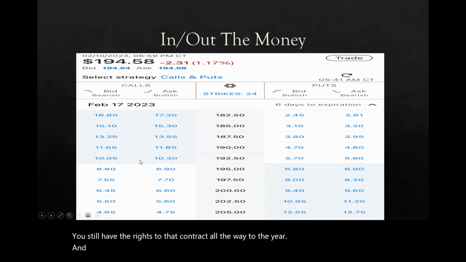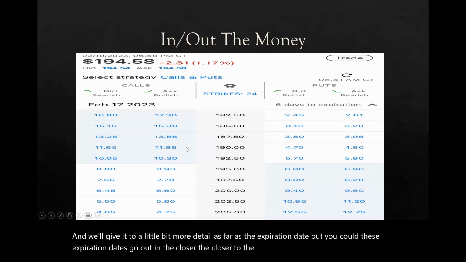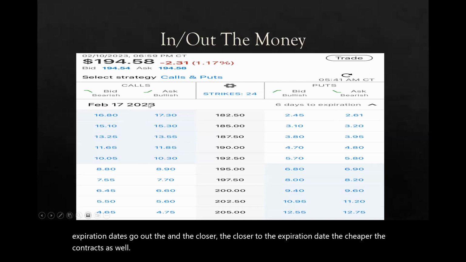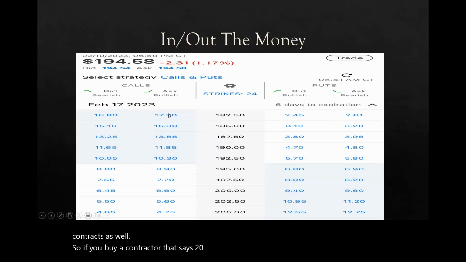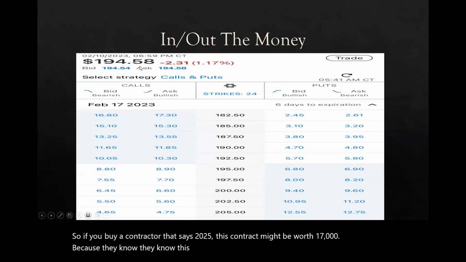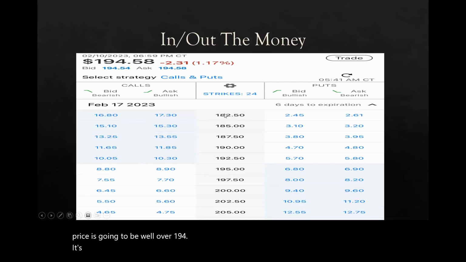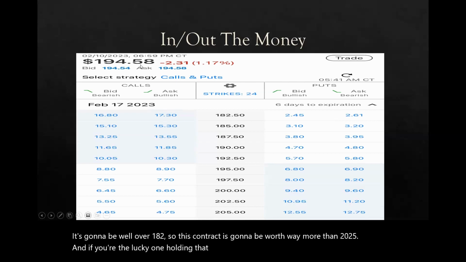And we'll get into a little bit more detail as far as the expiration date. But these expiration dates go out, and the closer to the expiration date, the cheaper the contracts as well. So if you buy a contract that says 2025, this contract might be worth $17,000. Because they know in 2 years from now that this price is going to be well over 194. It's going to be well over 182. So this contract is going to be worth way more in 2025. And if you're the lucky one holding that contract, when this price goes way up to $200-$300, you had a good day.